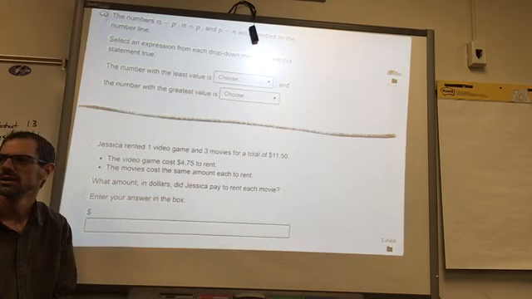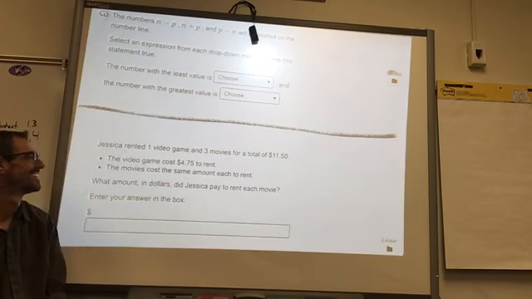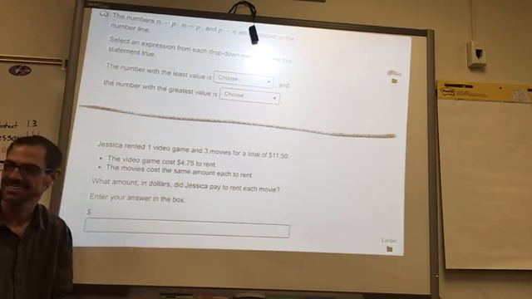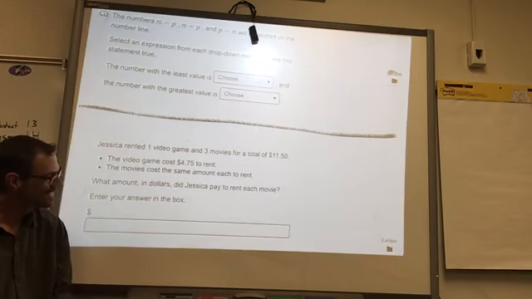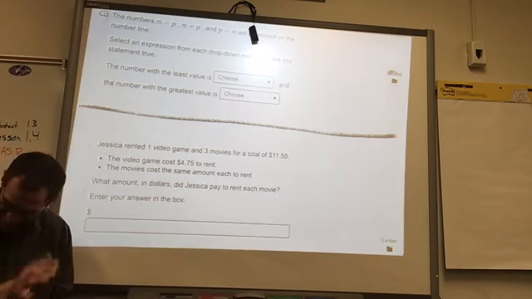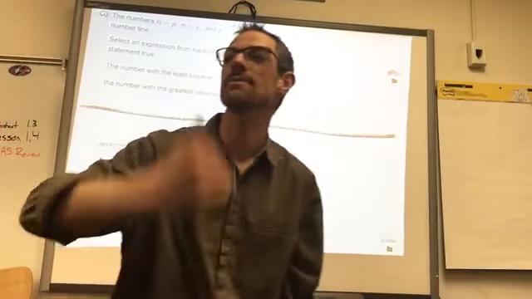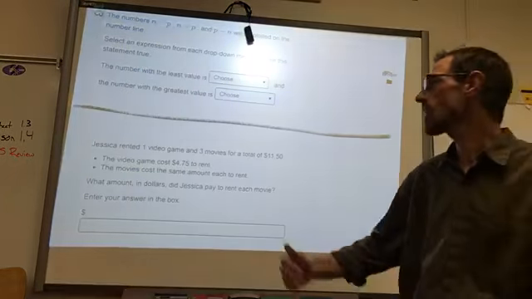No, I did that. It says each movie, and it says the movies cost the same as the games. Says the video game costs that. Yeah, I know, and the movie costs the same. The movies cost the same amount each.